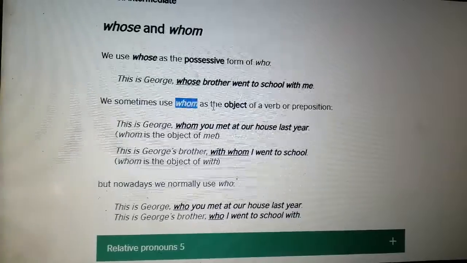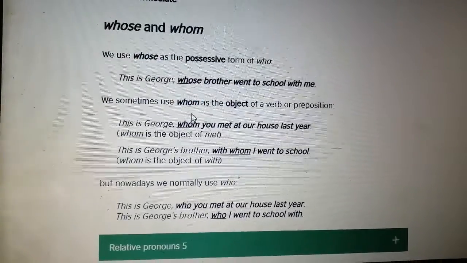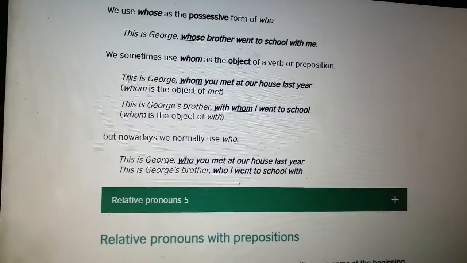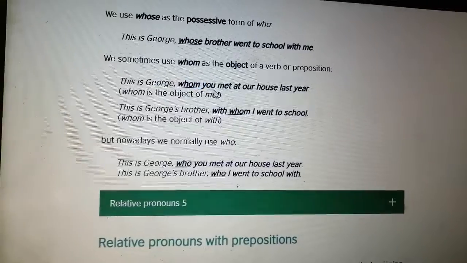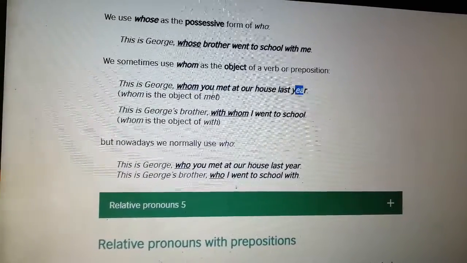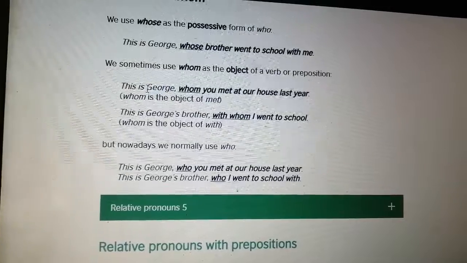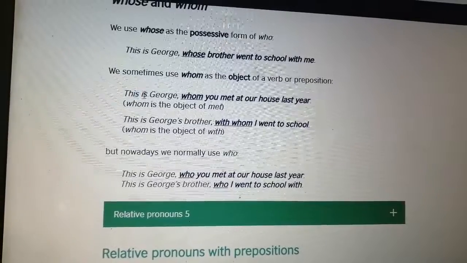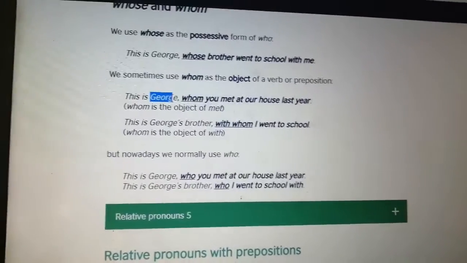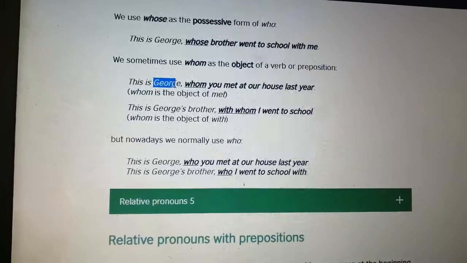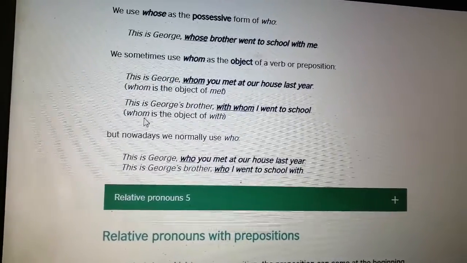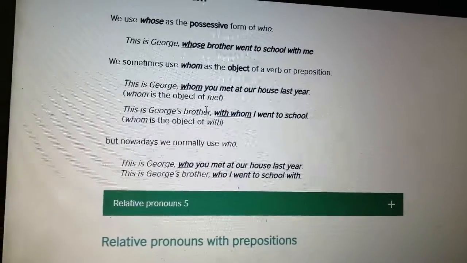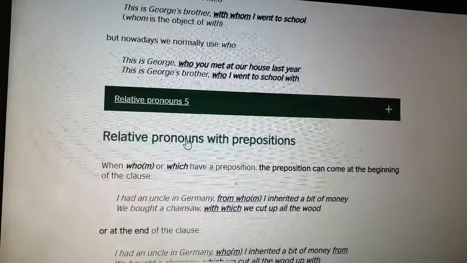Now, whom. When do we use whom? We use whom if we are talking about the object of the sentence. Look here. This is George, whom you met at our house last year. George here, if you look at the sentence, is the object of the sentence. You is the subject, met is the verb, George the object. So here, whom refers to George, which is the object of the sentence. Forget about with whom, because we're not taking any types of prepositions.